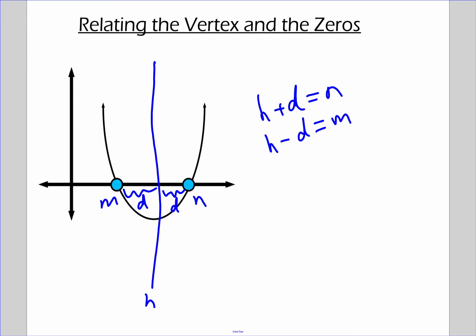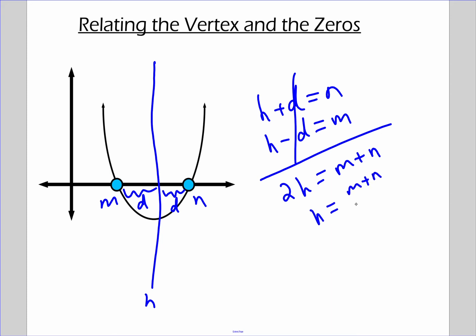Now what we'll notice, just like we did in systems of equations, is that we can add these two equations together. The d's cancel. 2h equals m plus n, and solving for h, we have the average, or the midpoint. That should make complete sense. Since our zeros are symmetrical about the vertex, if we know the two zeros, the coordinate of the vertex should be the midpoint.